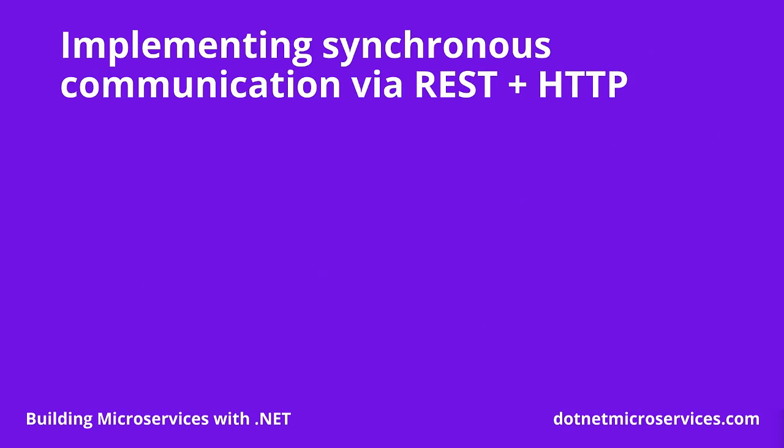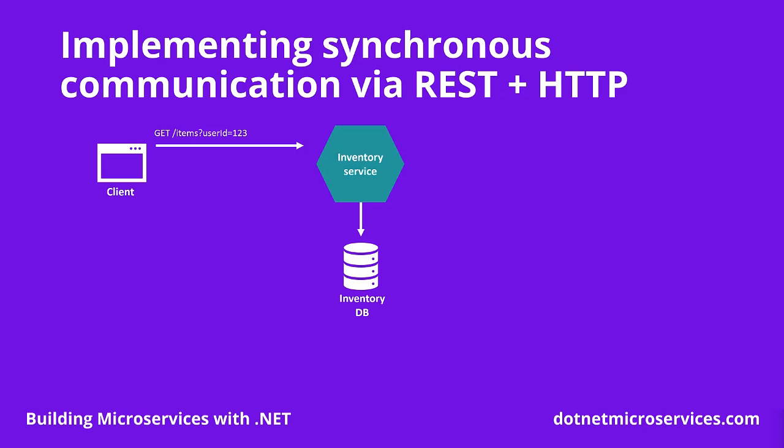In the next lesson, we will be implementing synchronous communication between catalog and inventory microservices using REST and HTTP. At this point, when the client requests the items in the inventory back for a user, the inventory service queries its database and retrieves an array that has basic info about each item, including the catalog item ID and the quantity. However, having a list of item IDs does not tell much to our client in terms of what actual items the user has on inventory.